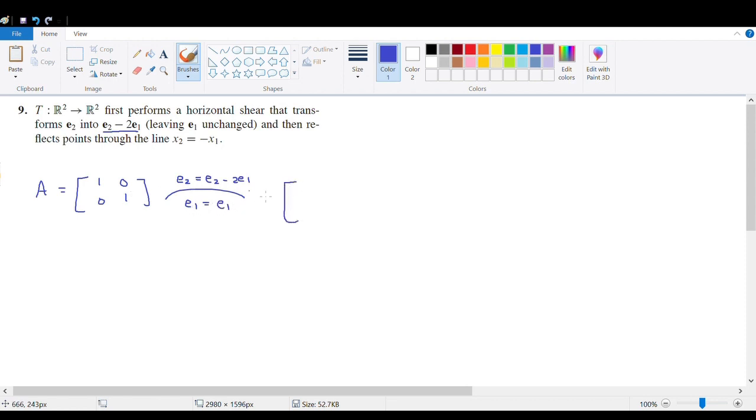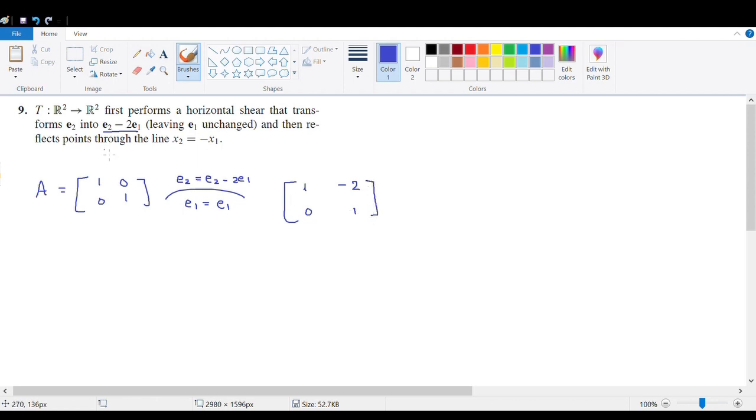So E1 will be the same, this one E1, 1 0. Now for E2 we have 0 minus 2E1. So 0 minus 2 will give us minus 2. Then we have 1 minus 2 multiplied by 0. This will give us 1. So this is the first transformation.